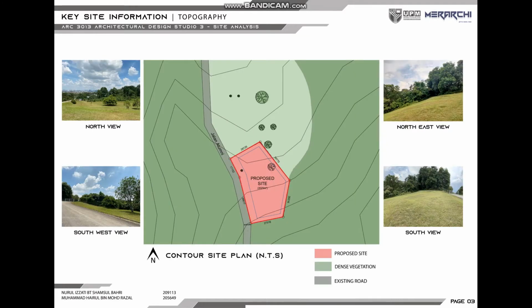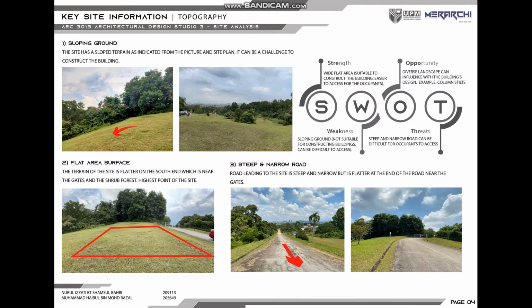For topography, this is the contour site plan, not to scale, with the red proposed site. The darker green is the dense vegetation and the grey is the existing road. There are 4 views in the proposed site. The topography of the site: the first is the sloping ground. The sloping ground can be a challenge to construct the building.